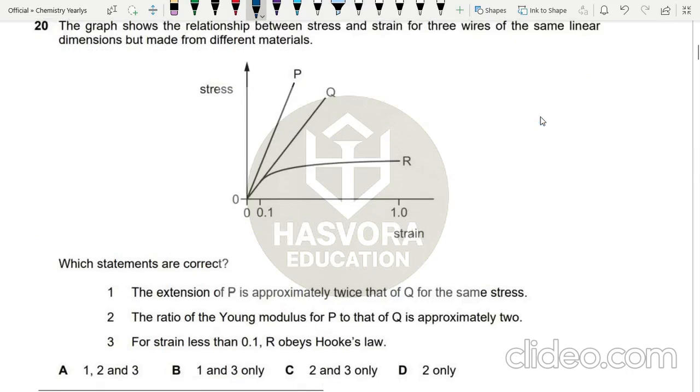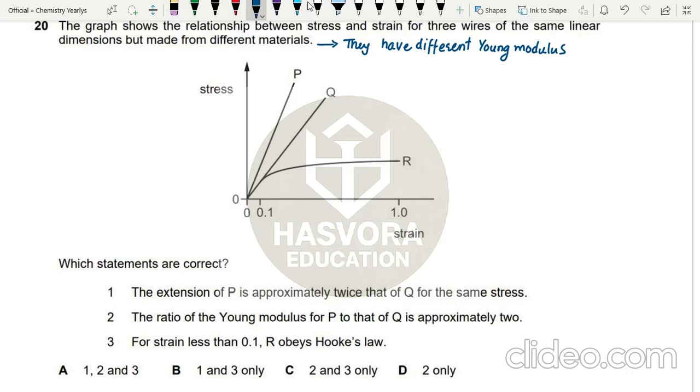The second question says the graph shows the relationship between the stress and the strain for three wires of the same linear dimensions but made from different materials. Different materials means they have different Young modulus.